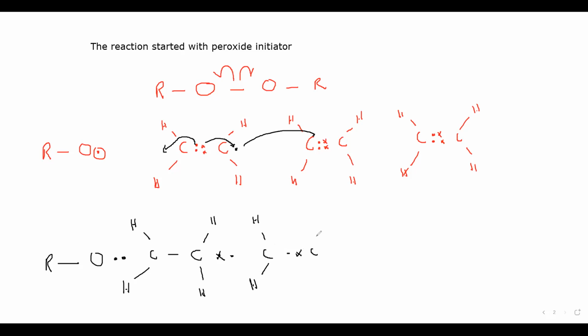Then this carbon, because now it has a free electron, this electron is used here in bonding. So this carbon will have a free electron, it will attack another, and this is like a chain reaction. It will continue until the last, like how the reaction, how the polymerization ends.